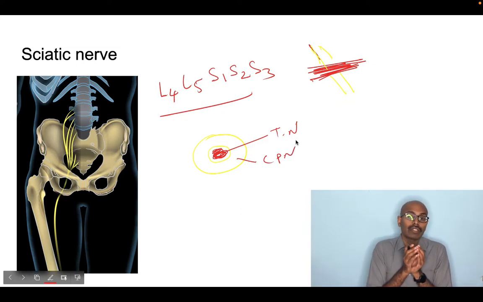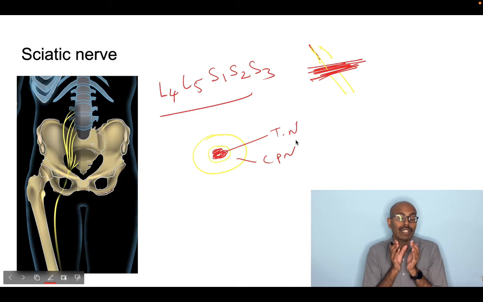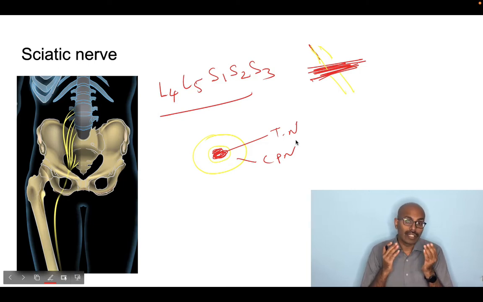Therefore, any injury to the sciatic nerve many times, or any compression to the sciatic nerve many times causes only a common peroneal nerve injury and the tibial nerve is spared. So this is the reason why a sciatic nerve palsy will cause an isolated foot drop, because the common peroneal nerve is surrounding or in the periphery of the sciatic nerve as such.